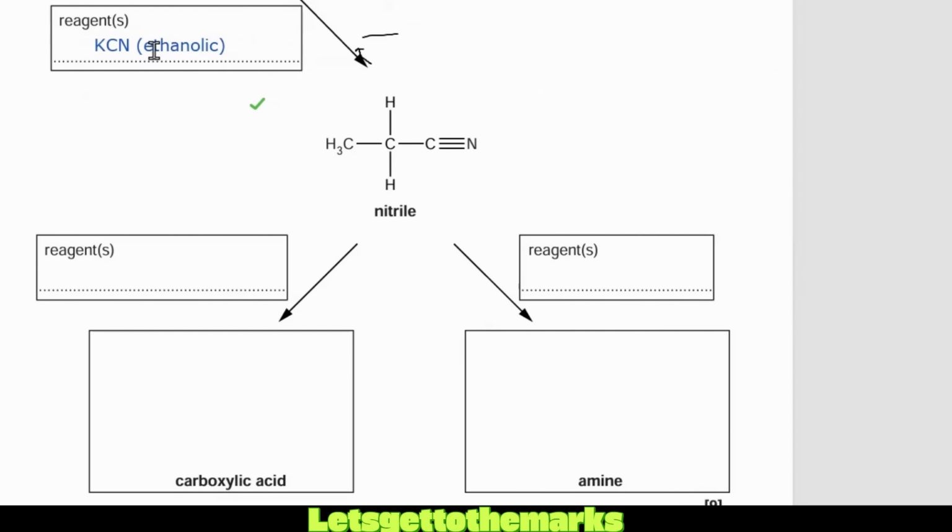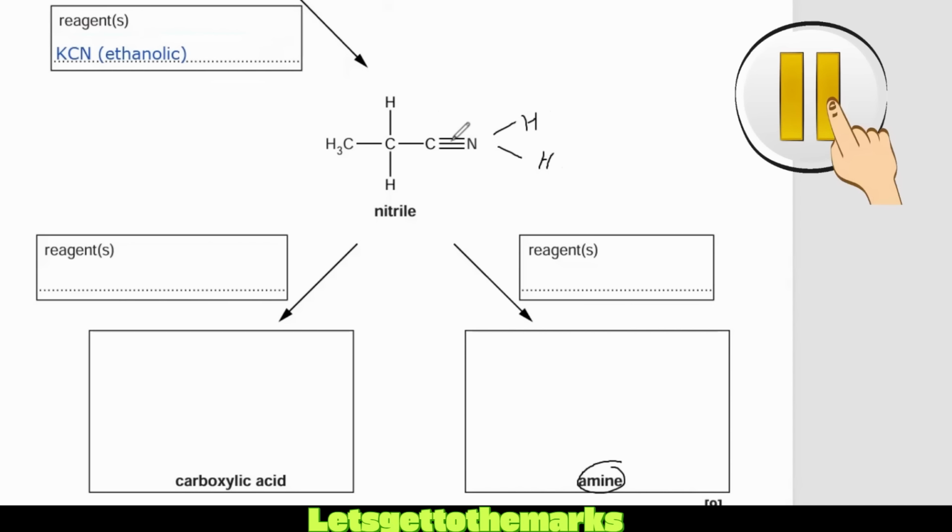And then the next one is for us to decide. There are 2 ways to attack a nitrile. We can either form an amine or a carboxylic acid. So why don't you pause the video, have a go at that, and see if you can work out what the 2 products are and the reagents.